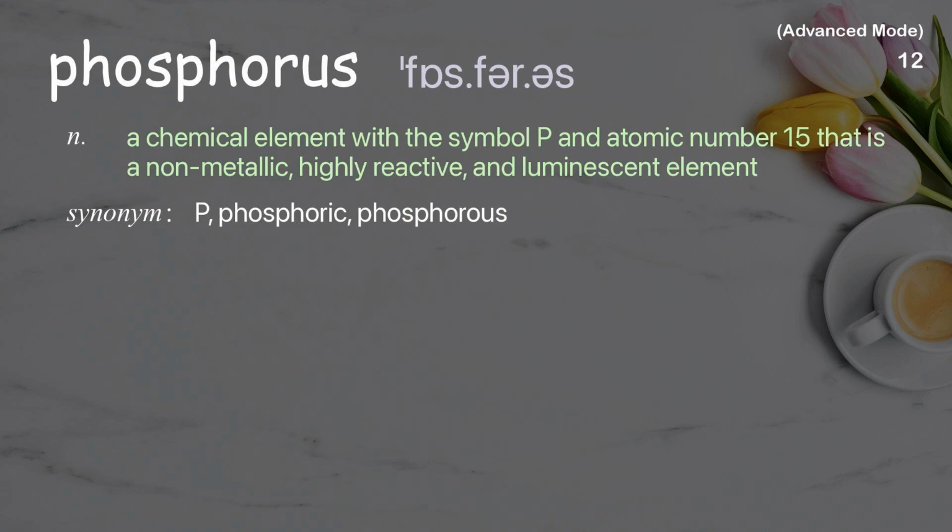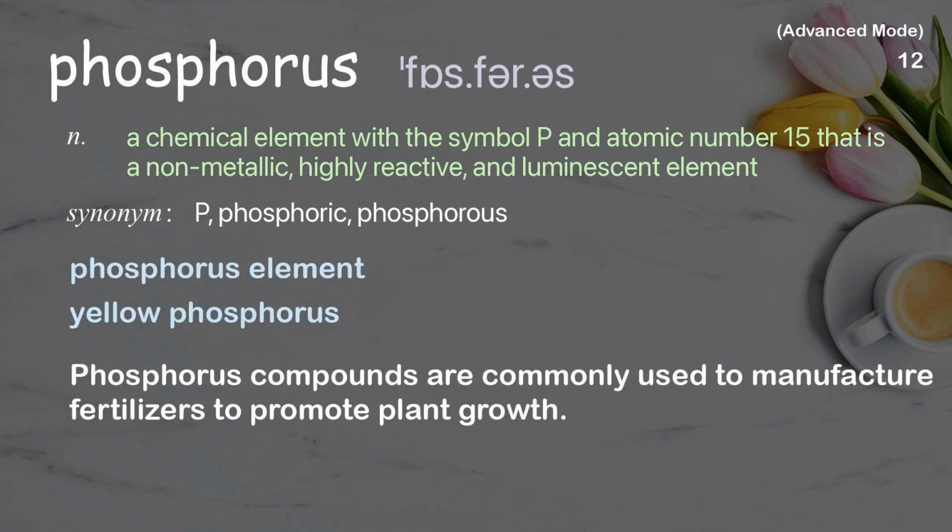Phosphorus. A chemical element with the symbol P and atomic number 15 that is a nonmetallic, highly reactive, and luminescent element. Examples: Phosphorus element. Yellow phosphorus. Phosphorus compounds are commonly used to manufacture fertilizers to promote plant growth.